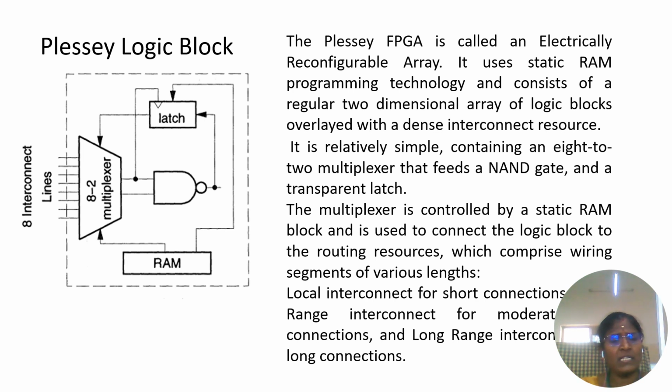The multiplexer is controlled by a static RAM block, which is used to connect the logic block to the routing resources, which comprise wiring segments of various lengths: local interconnect for short connections, and medium range and long range interconnect for longer connections. So all these things are established. So this is about the Plessey logic block.